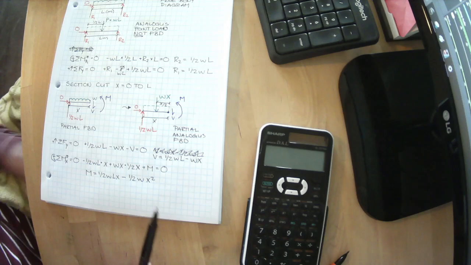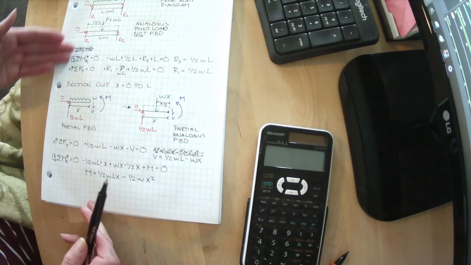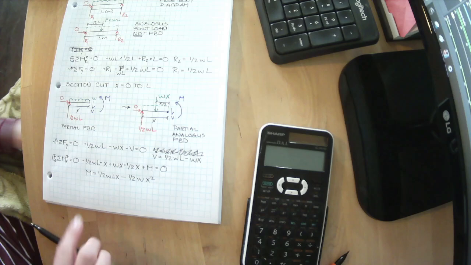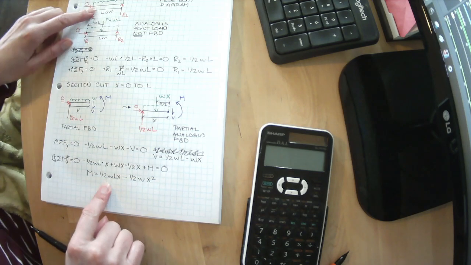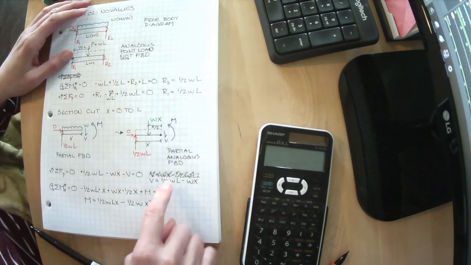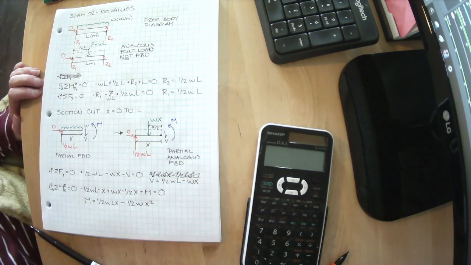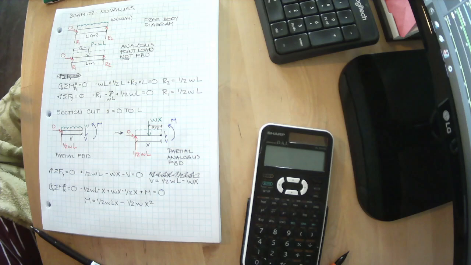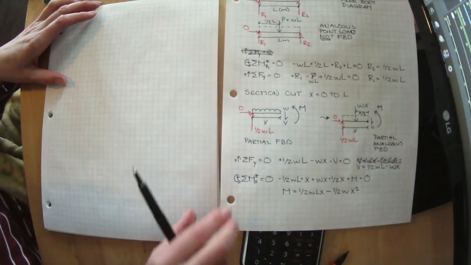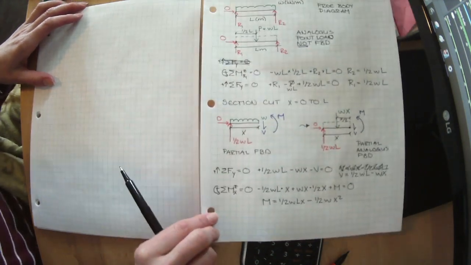This tells us, with not too much work, what the moment is at any point along this beam. And this equation tells us what the shear is at any point along this beam. That seems kind of handy, if you ask me. Why don't we take it just a little bit further? Let's plop that right there so we can see it for reference.